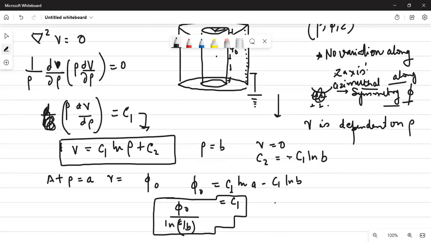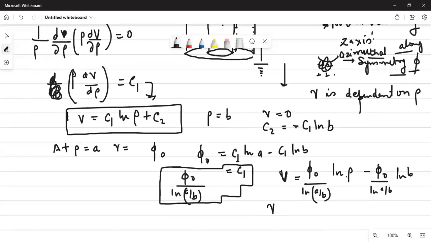And if I replace all these things, I get my potential V as phi naught upon ln a by b, times ln rho minus c1 again phi naught upon ln a by b, and then I have ln b. Overall, this is the result. So here you have phi naught upon ln of a by b, and here you have ln of rho upon b. This is how you can write the potential as a function of rho.